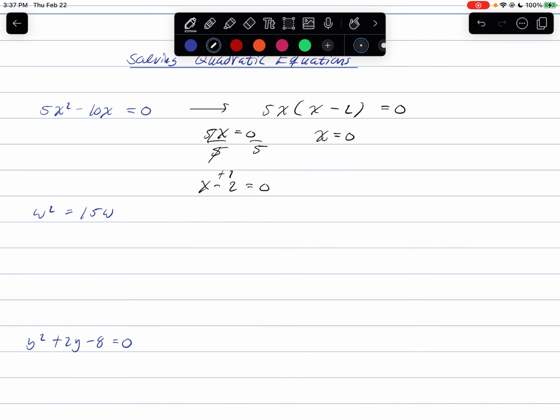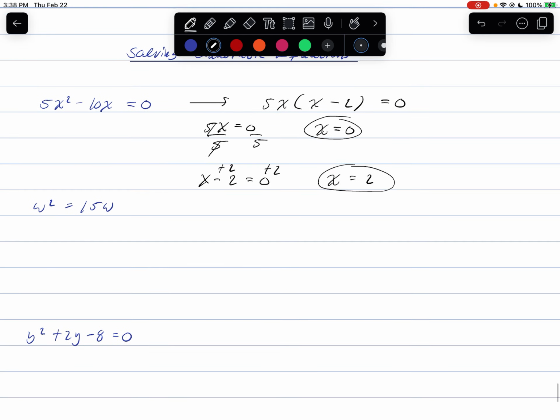So if x is equal to 0, then this whole thing is equal to 0. But we can also solve this one. So we can add 2 on both sides. So we have x is equal to positive 2. So x equals 0 and x equals positive 2 are both totally valid solutions to this equation.